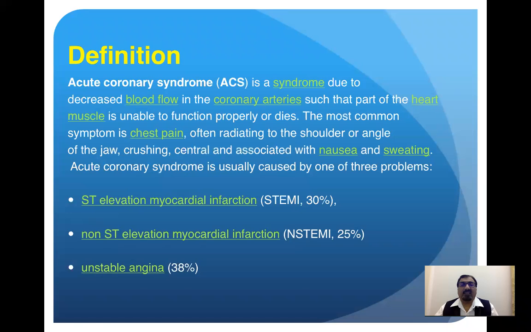This is due to decreased blood flow into the coronary arteries, as you are aware, and the heart muscles are not able to function properly, and in due course of time, they are going to die. The patient usually presents with chest pain, retrosternal, radiating to the shoulder and angle of the jaw, crushing in nature, centrally associated with nausea, sometimes vomiting, profuse sweating, and palpitation. These are some of the features by which you diagnose this particular disease.